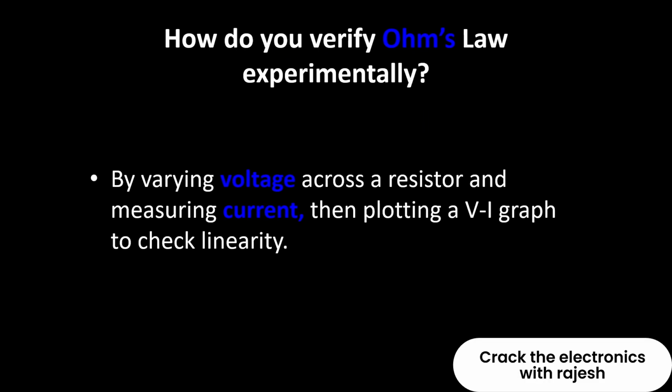How do you verify Ohm's law experimentally? By varying voltage and measuring the current, then plotting a VI graph to check linearity. If I have a fixed resistor, I'm varying the voltage and measuring the current. If you plot it, it will increase linearly, it won't drastically change up and down. That's what they are mentioning here. So voltage and current are directly proportional to each other.